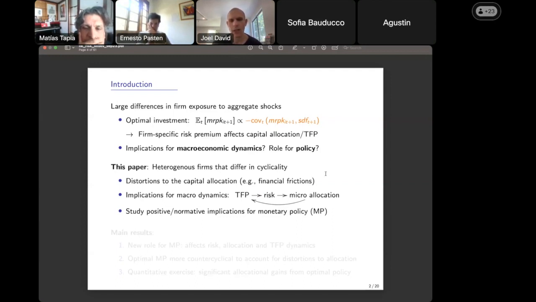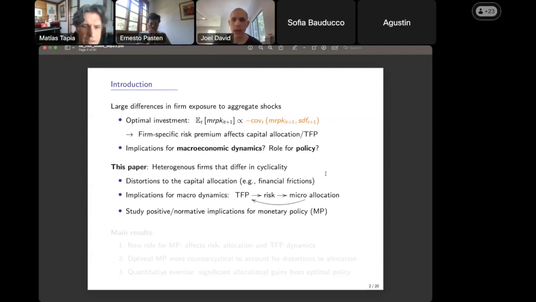To give you a sense of how that works, macrodynamics manifested through aggregate TFP determines the extent of risk in the economy. The microallocation itself depends on the amount of risk, but aggregate TFP depends on the microallocation. And so you can see this loop. What that implies is that all three objects, aggregate TFP, the amount of aggregate risk, and the microallocation, are all endogenous objects that are jointly determined in equilibrium.